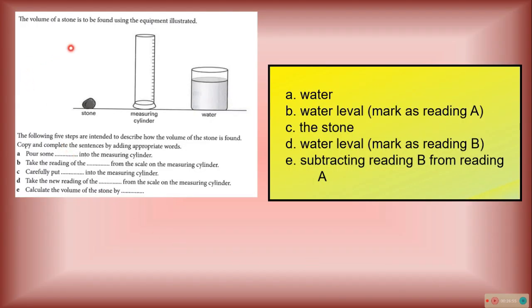Volume of stone is to be found using the equipment illustrated. And you have to add the appropriate words here to complete the sentences which make sense. Pour some water into the measuring cylinder. Take the reading of the water level, mark as reading A from the scale on the measuring cylinder. Carefully put the stone into the measuring cylinder. Take the new reading of the water level, mark as reading B from the scale on the measuring cylinder. Calculate the volume of the stone by subtracting reading A from reading B.